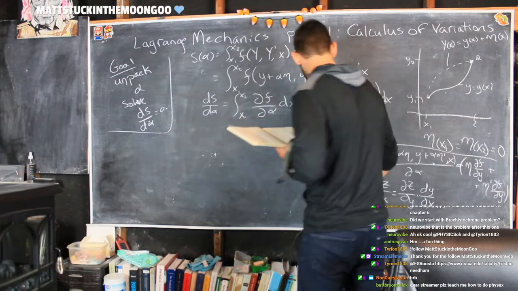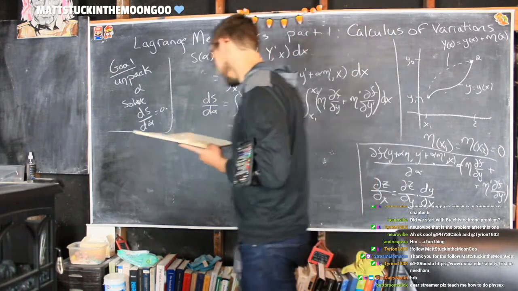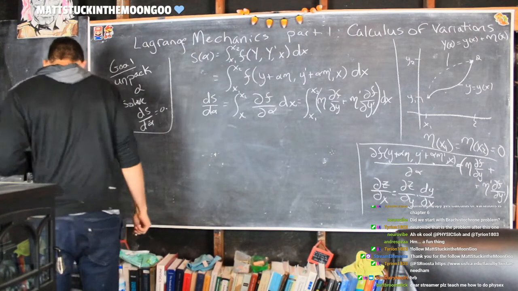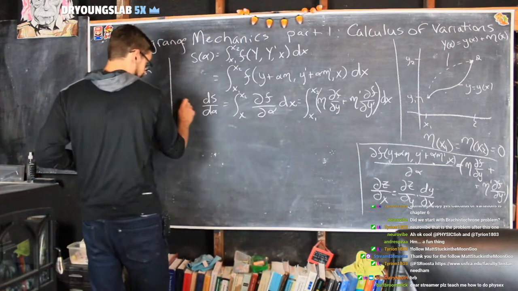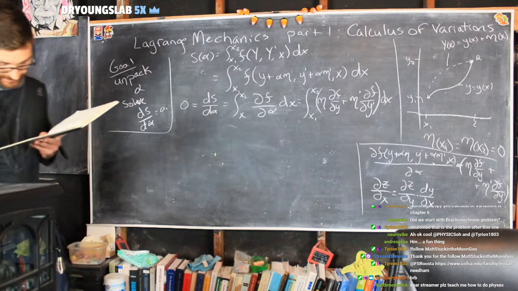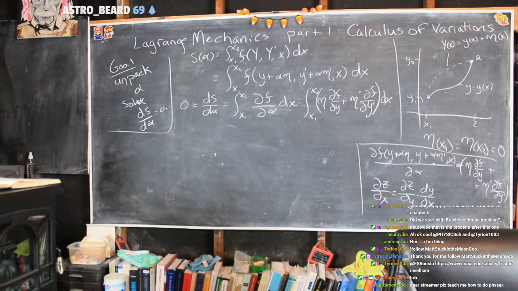There you go. So, ouch. And then, of course, this whole thing has to be equal to 0. That's the goal, to get this whole thing equal to 0. Now, we do have a little bit of an issue here, right? Namely, in those eta primes.